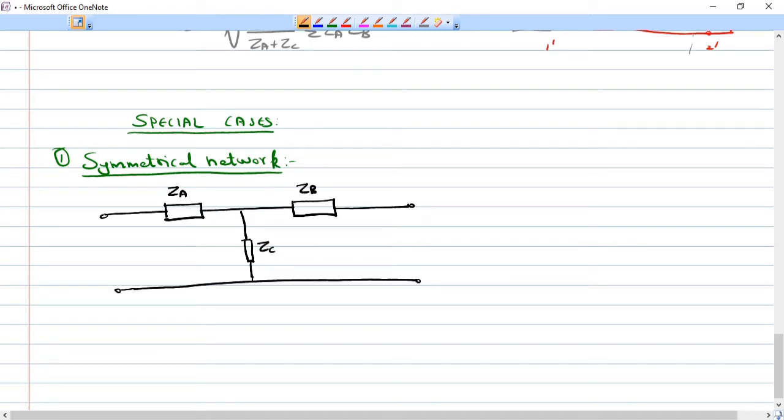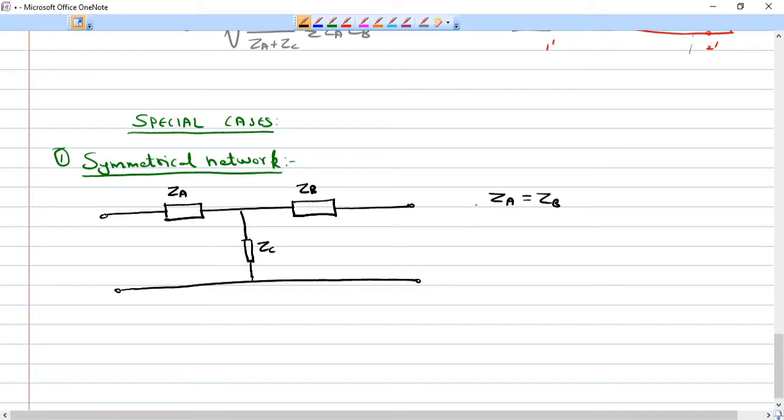Now what is the case when this is going to be a symmetrical network? So this T network will be symmetrical if ZA is equal to ZB. So that is the condition for symmetry, ZA is equal to ZB. We have discussed this in the first lecture, the condition for symmetry. So what happens to the iterative impedance and the image impedances when this is going to happen?